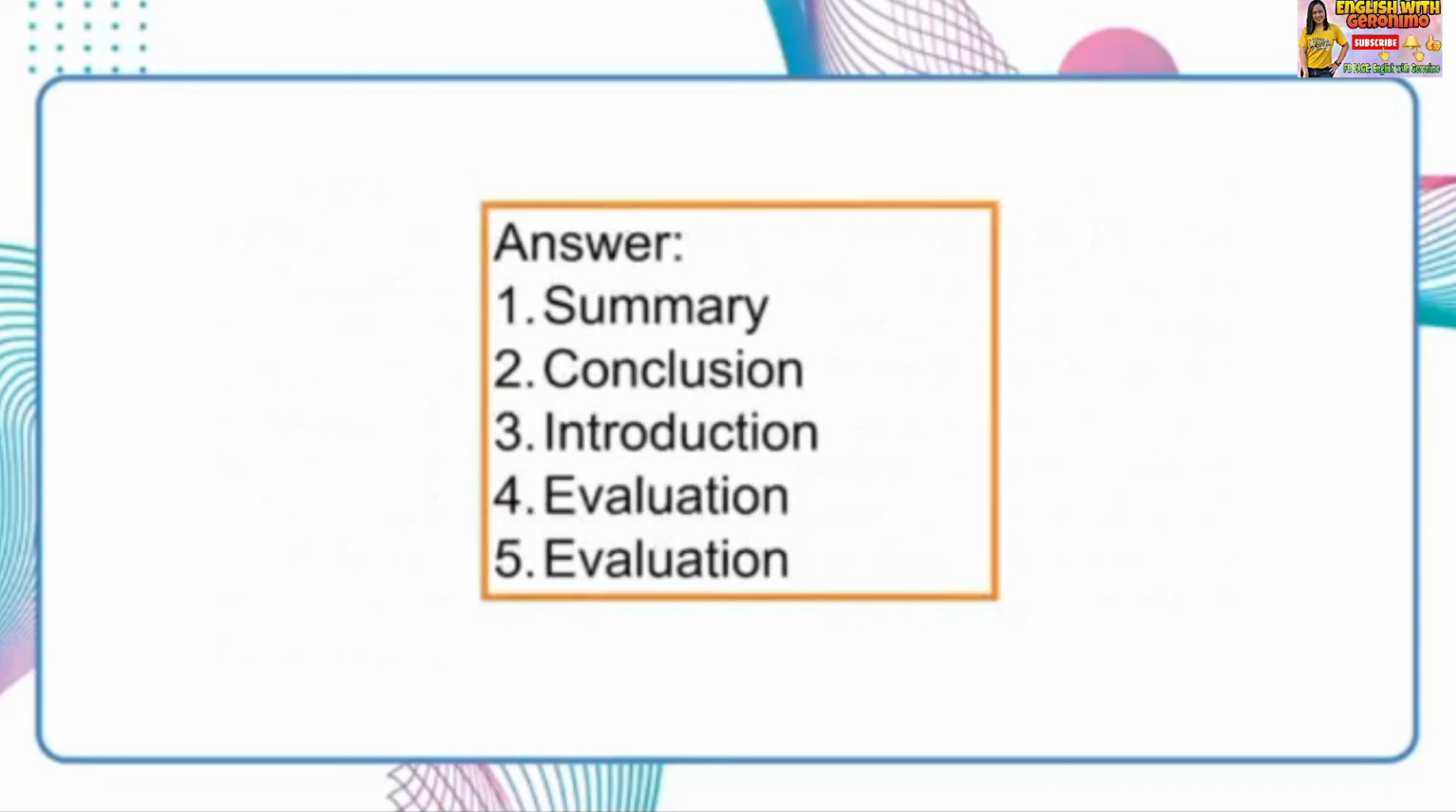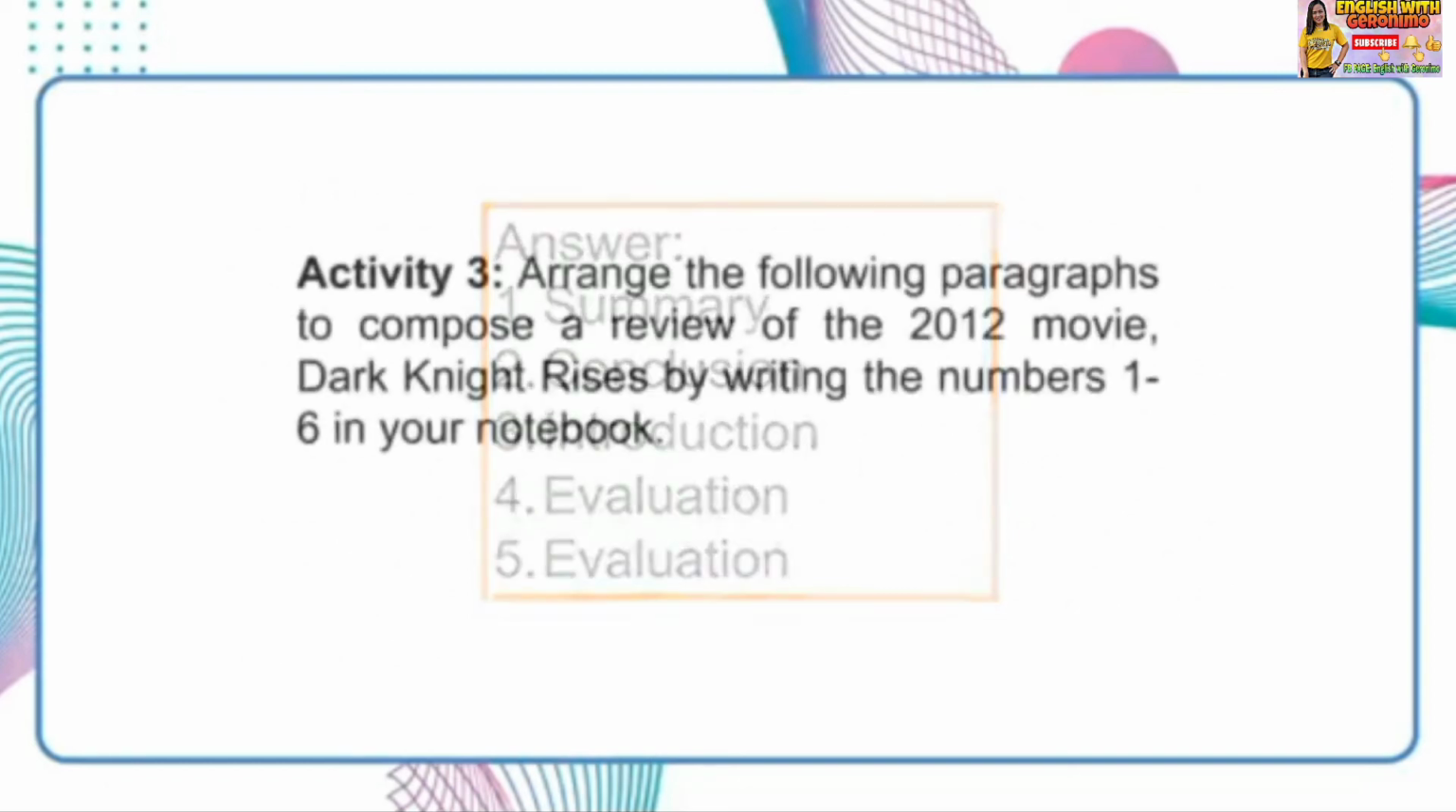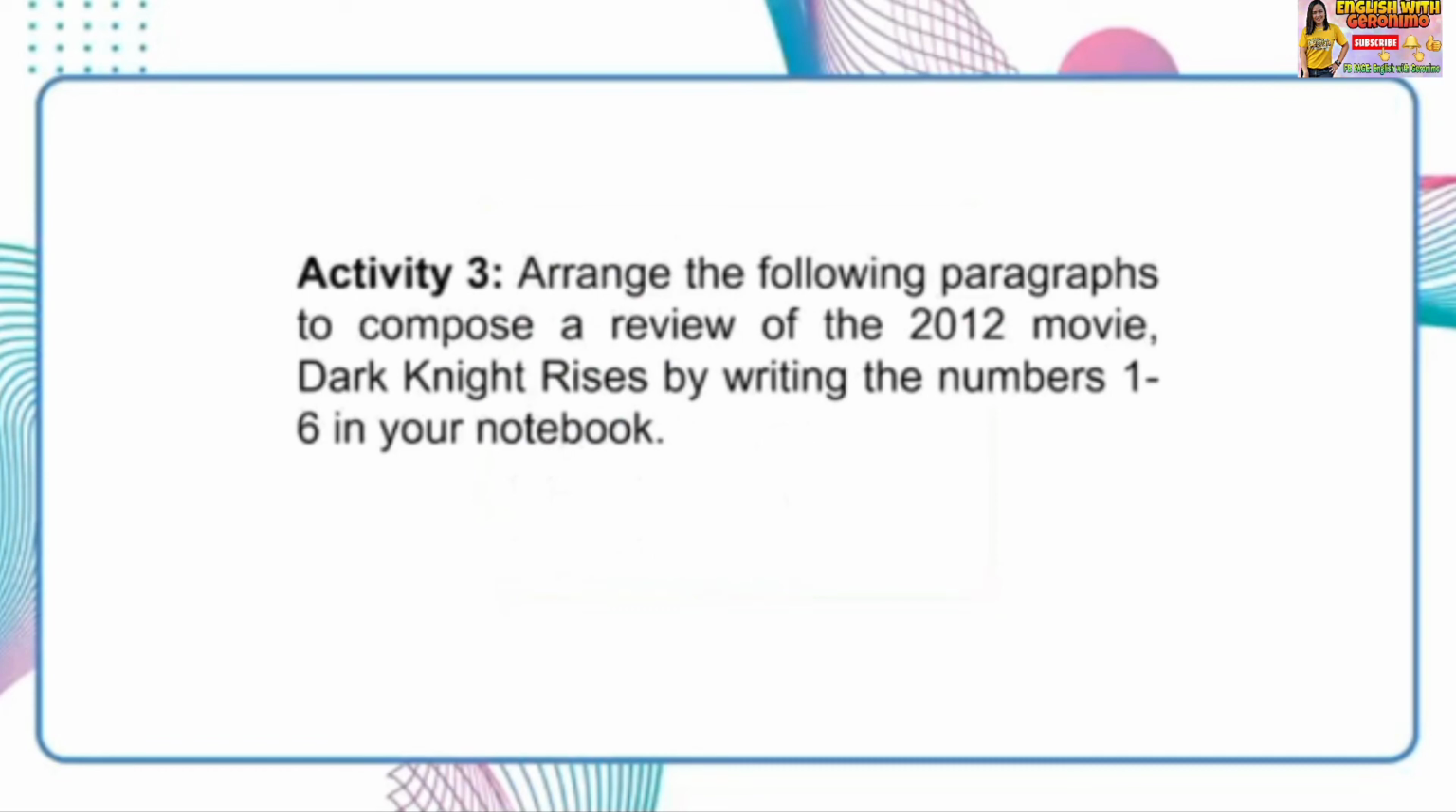Here are the correct answers. Number 1 is summary, number 2 is conclusion, number 3 is introduction, number 4 is evaluation, and number 5 is evaluation. Compose a review of the 2012 movie The Dark Knight Rises by writing the numbers 1 to 6 in your notebook.